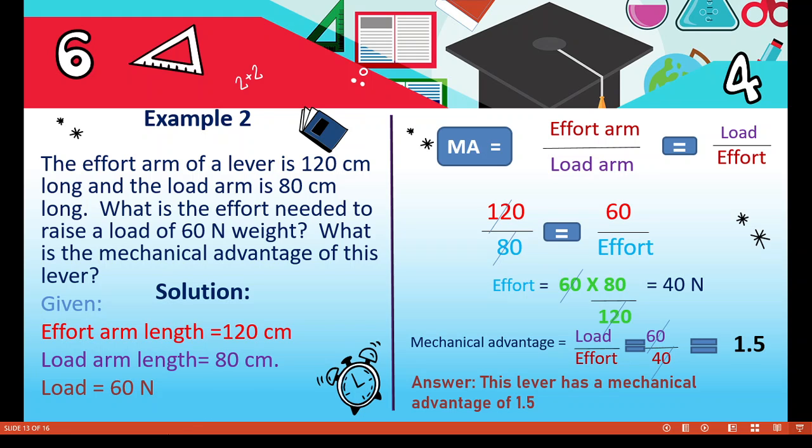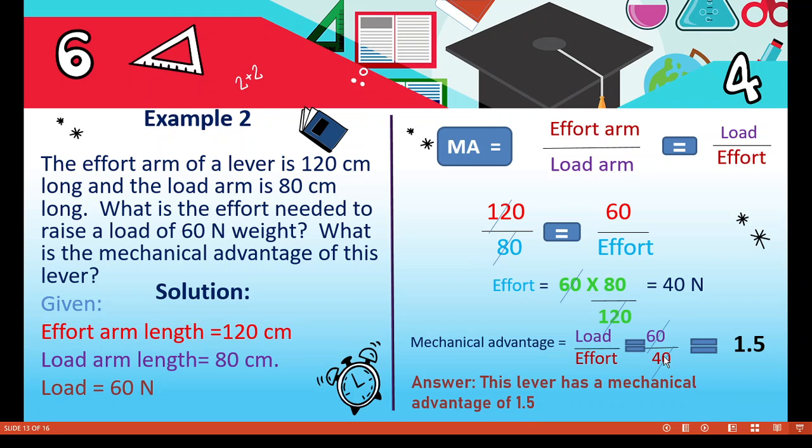Now we know the value of load that is given in the problem, 60, and we have calculated the effort as 40. So mechanical advantage is load by effort. So 60 by 40, if we cancel, you get 1.5. So finally the lever has a mechanical advantage of 1.5.